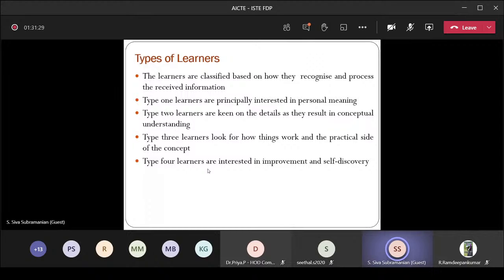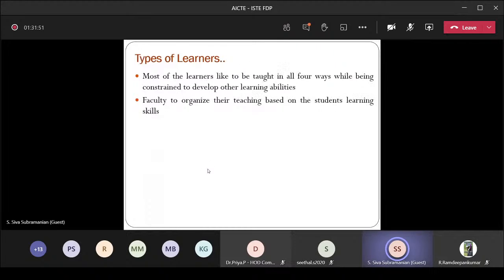Mere coming to college is type 1. Coming to college, learning something, getting things done, type 2. Coming to college, learning something, getting things done, and applying them in the practical aspect, type 3. And doing something, creating something new, is type 4 learners, right? One way or the other, you will find almost every one of our students will fall in one of the categories. Very few will fall in categories 1 and 4, but the majority you will find in levels 2 and 3. So it is the faculty who is supposed to organize their teaching based on the students' learning skills.